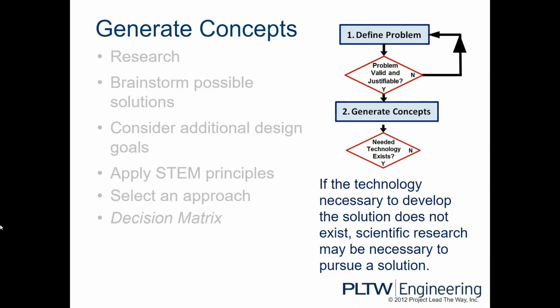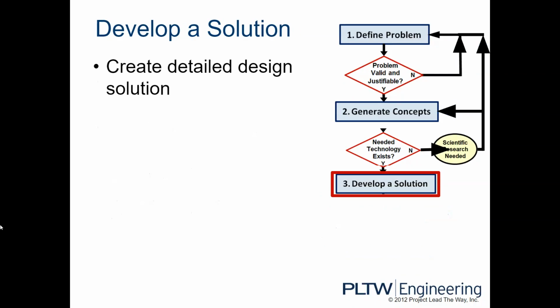And again, you get to your check valve here. Does the needed technology exist? You've generated some concepts, you've picked an idea with your decision matrix. Does the needed technology exist? Are you able to actually complete what you want to do right now with what we have going on? If the question is yes, then you can move on to the next step. If the question is no, your idea is maybe something that's more theoretical. If the technology is not there, then you might need to go and conduct some more scientific research in order to pursue that solution.